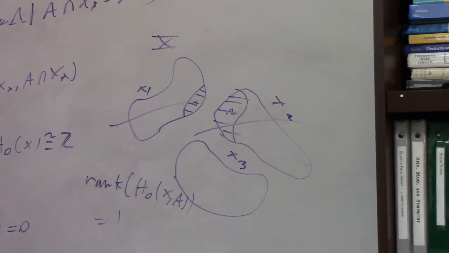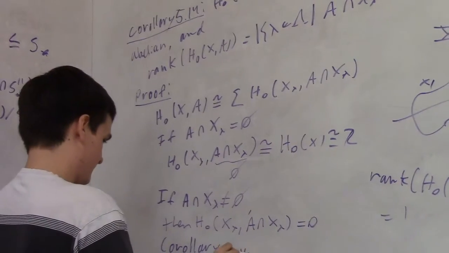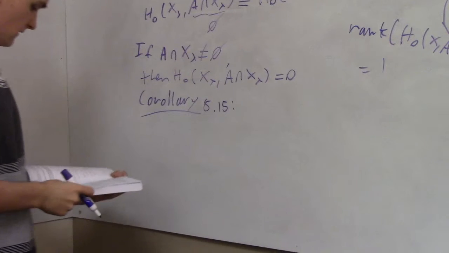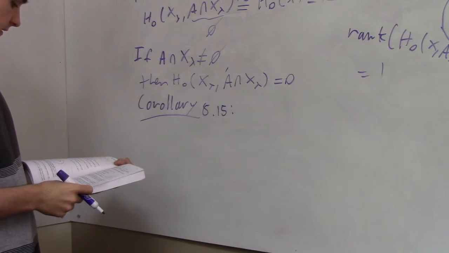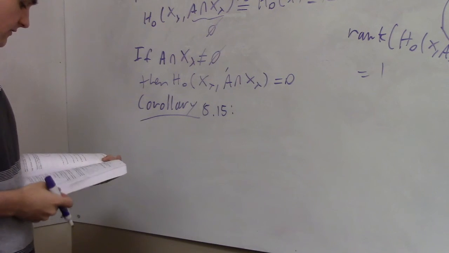So this next corollary here, 5.15, we're essentially applying it to the zeroth relative homology group with respect to a point.